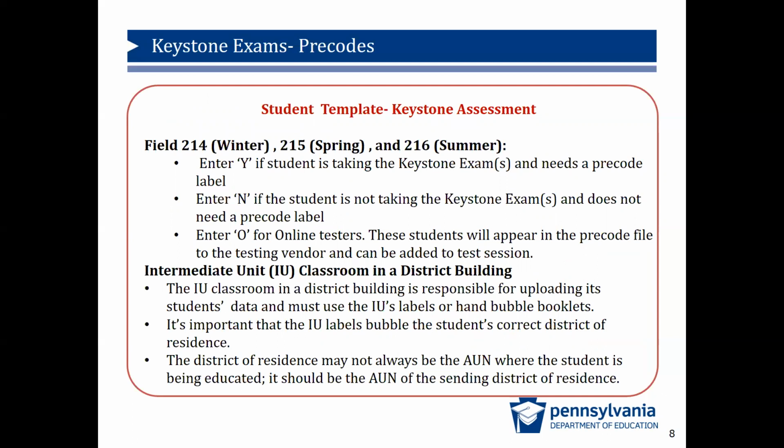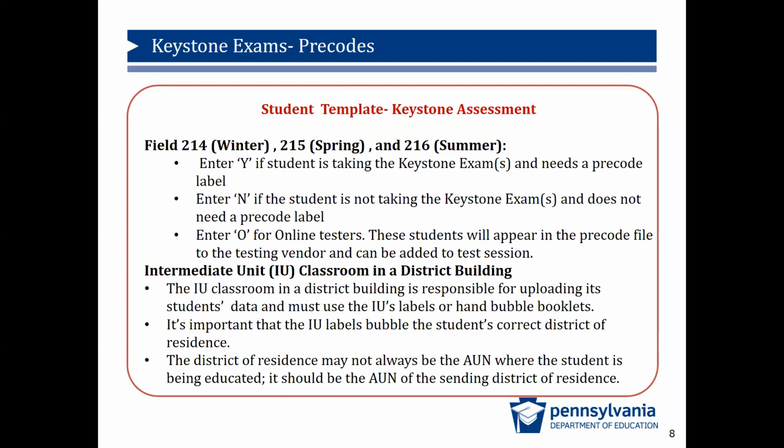It is extremely important that you update the appropriate Keystone Exam student template Keystone Assessment Code fields: Field 214, winter; 215, spring; and 216, summer. Enter Y if the student is taking the Keystone Exam and needs a Precode label. Enter N if the student is not taking the Keystone Exam and does not need a Precode label. Enter O for online testers. These students will appear in the Precode file to the testing vendor and can be added to test sessions.